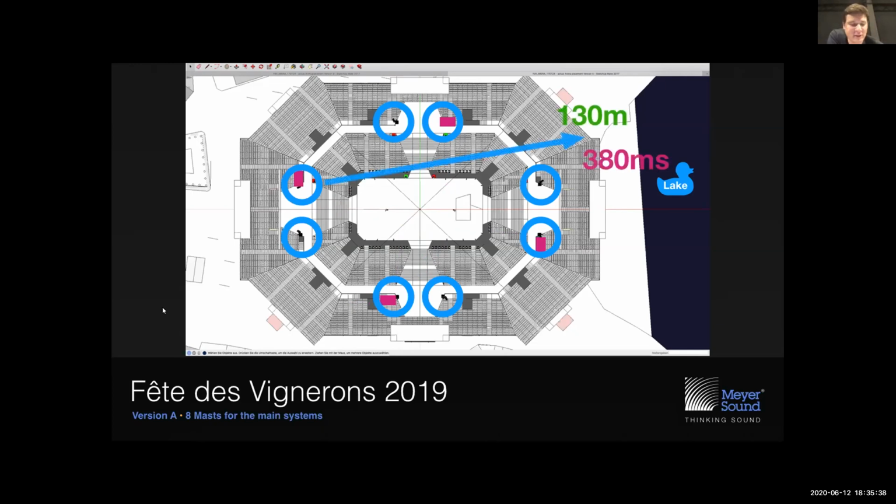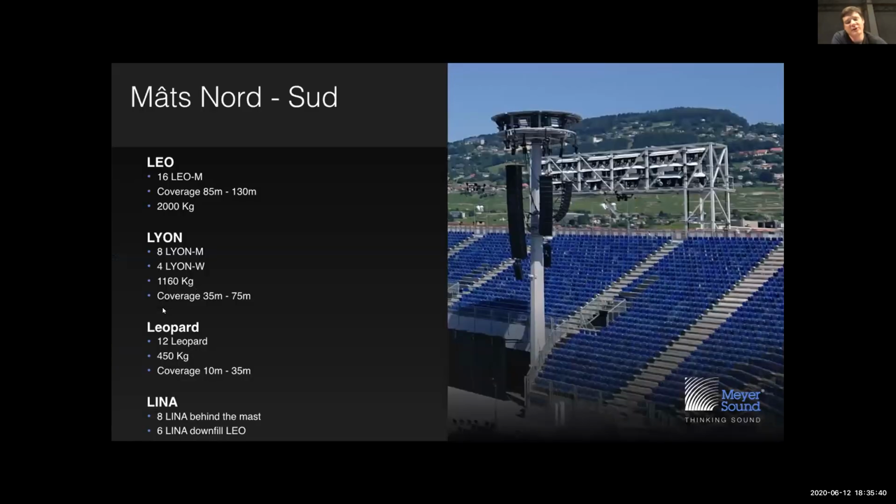Again, you've seen this slide before to illustrate. So now I'm going to talk about the mast. The implementation for the mast, as Martin said, is that each mast should cover 180 degrees in the venue. The problem is the front-facing part of the mast has to cover about 130 meters in this case, and the rear part of the mast is covering about 10 to 30 meters.